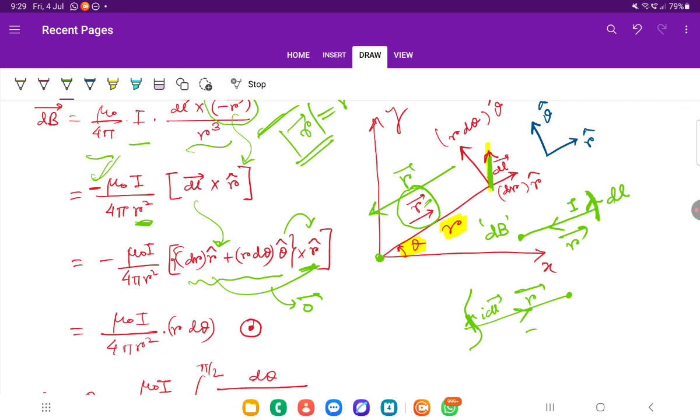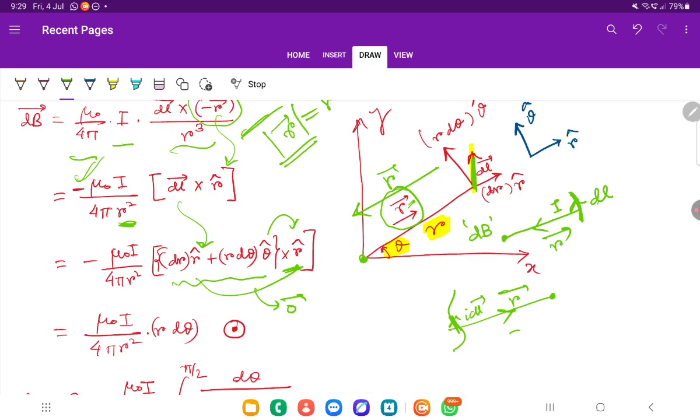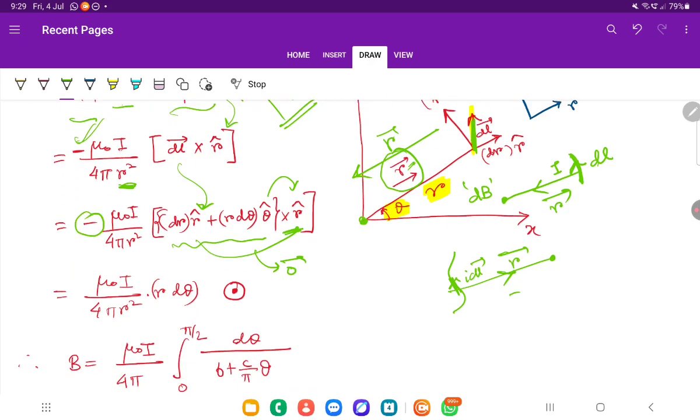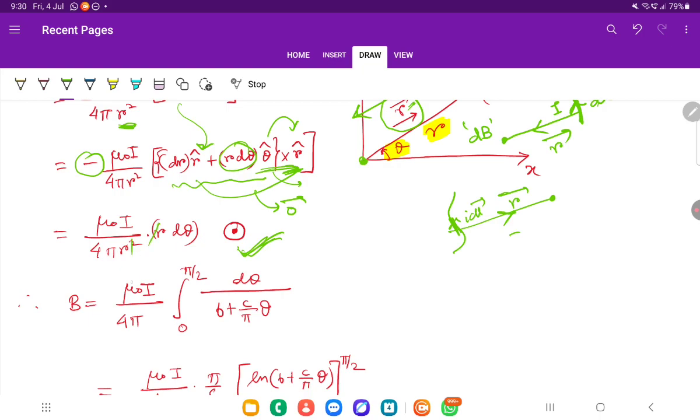We just need the direction, so we'll show it with a symbol. Theta cap cross r cap is coming as into the plane, and there was one minus sign outside. So accumulating that minus sign, we'll get the direction as outward, right? And the magnitude is obviously r d theta. Theta cap cross r cap will be a unit vector in the outward direction, I mean after accumulating the minus sign. So one r and r get cancelled. We get mu naught I upon 4 pi as a constant.